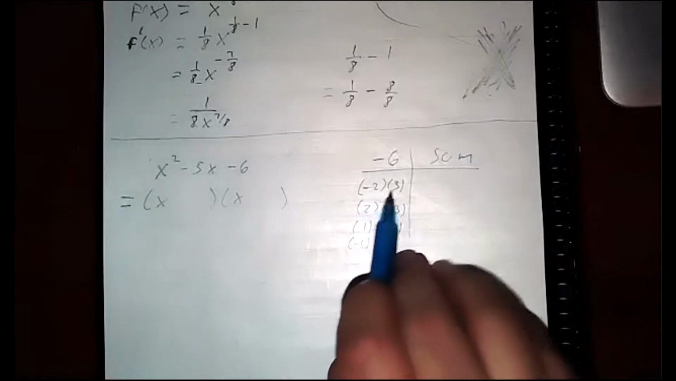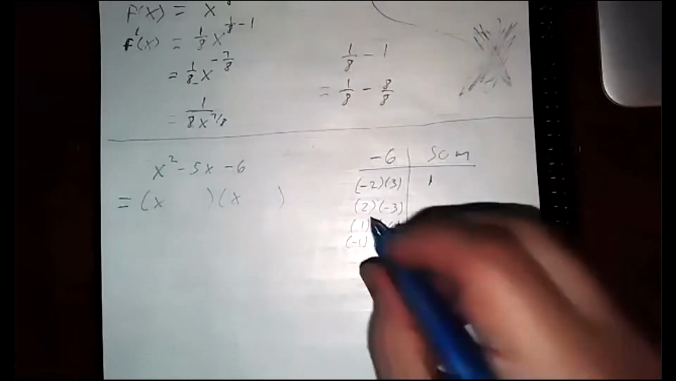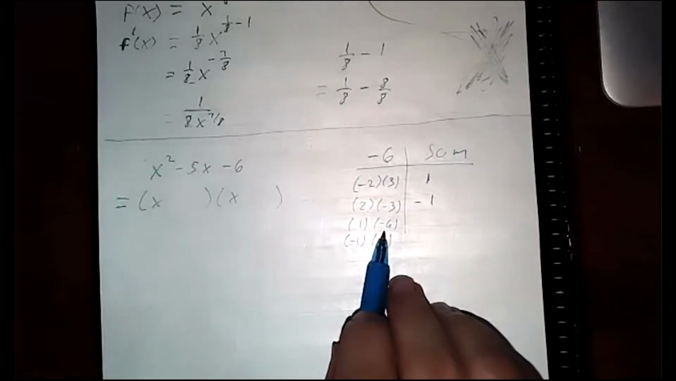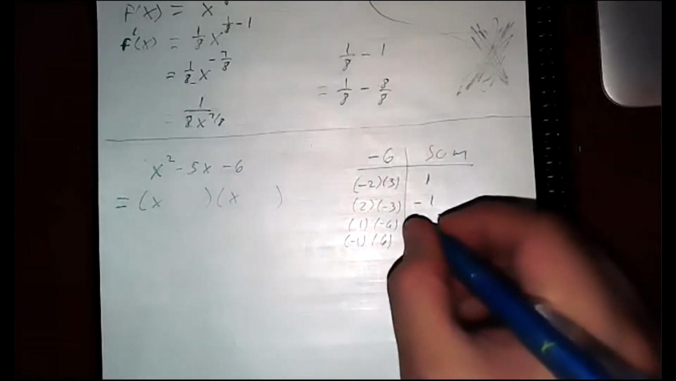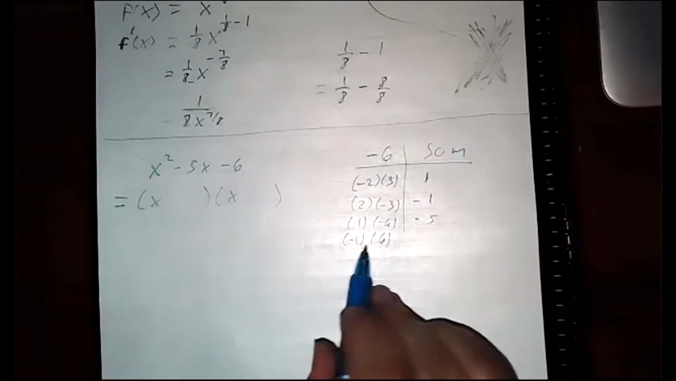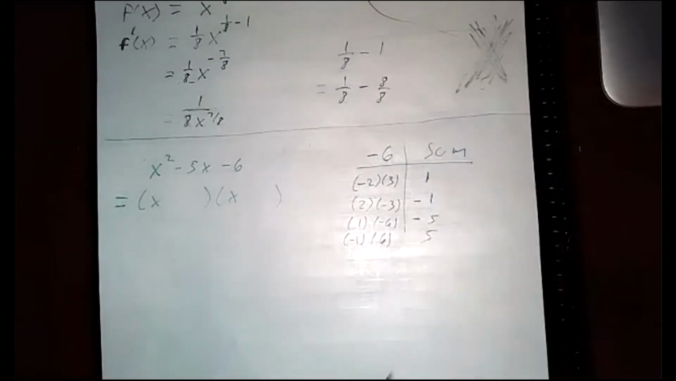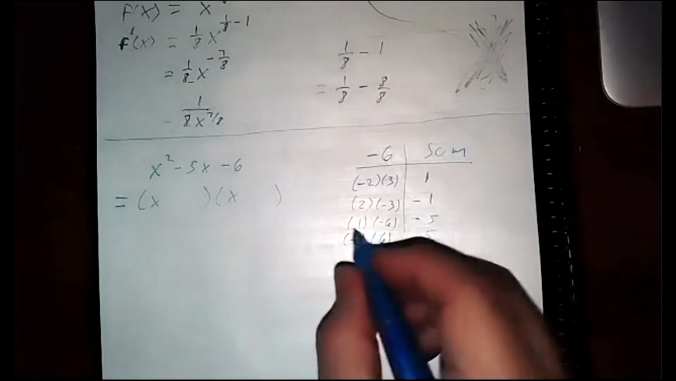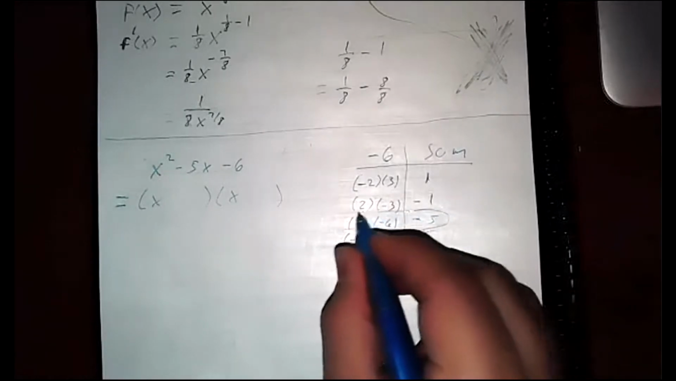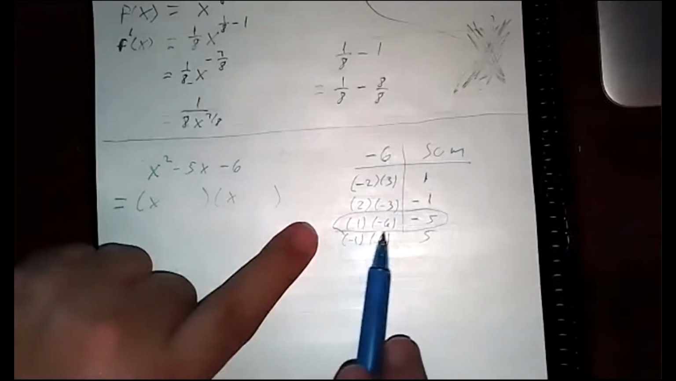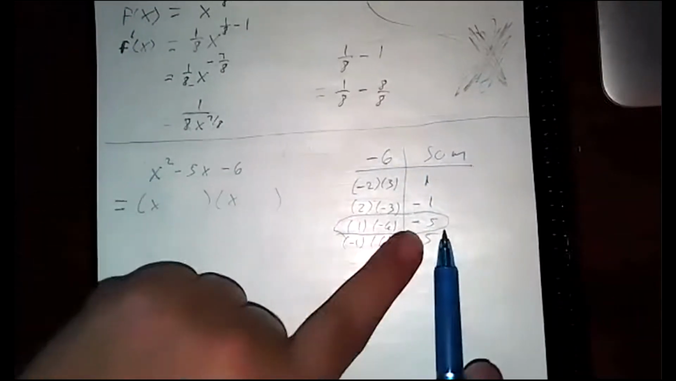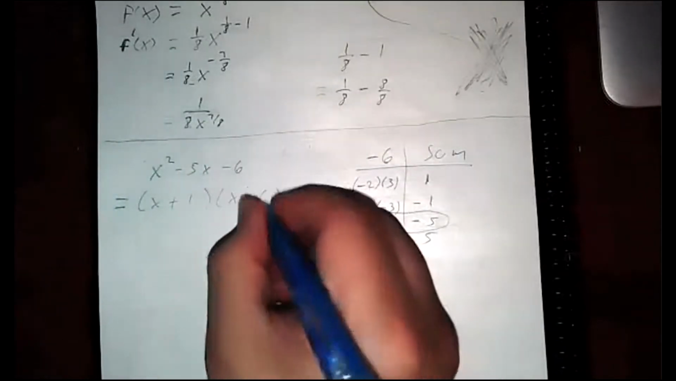So -2 plus 3 is a positive. -2 minus 3 is a negative. 1 plus a -6, in other words, 1 minus 6 is -5. -1 plus 6 is 5. Then you choose which one of these is the middle one. So you sum up these factors. 1 times -6 gives me -6, and when I add them together, I get the middle term, meaning that's what's going to go in here, +1 minus 6.